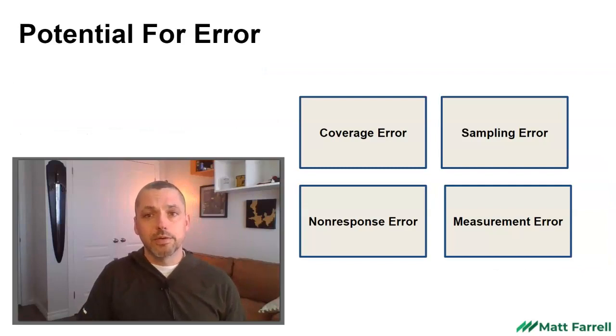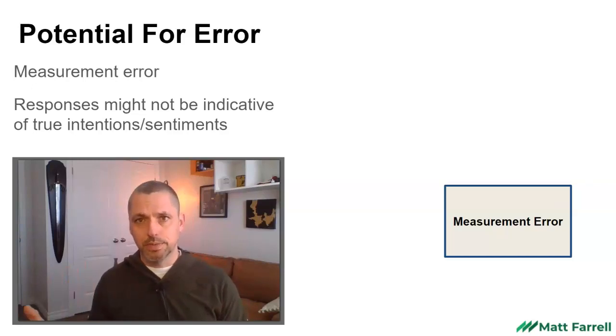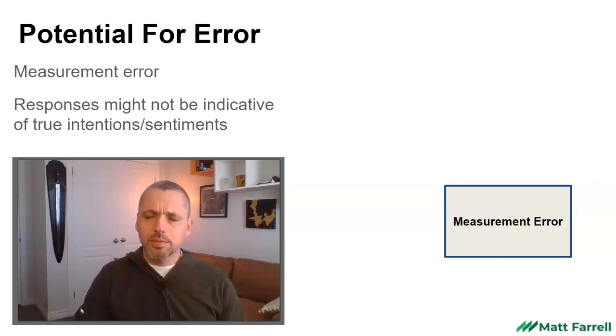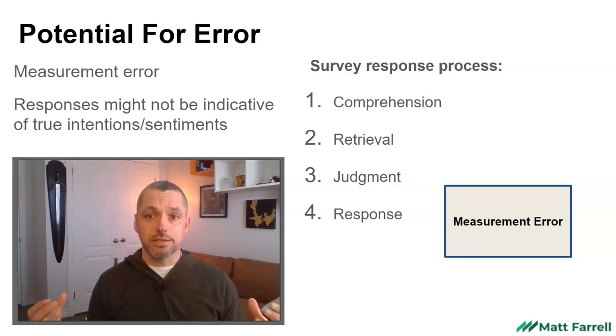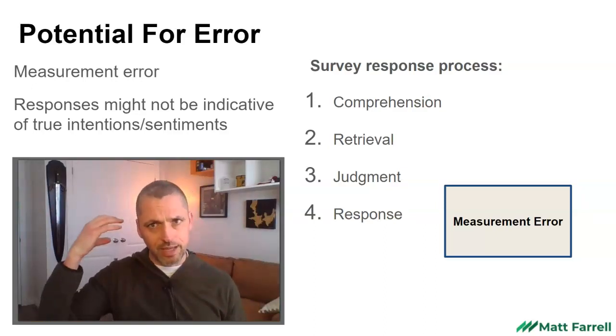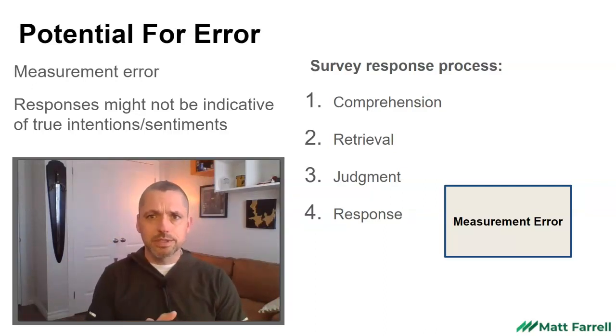The final type of survey error that we're going to look at is measurement error. This is when the responses we get on our survey might not actually be meaningful. They might not be measuring the thing that we want to measure. They might not be representing the true attitudes and sentiments of voters. And there can be a few different reasons for that. For one, we have to think of the survey response process, what respondents do when they're responding to survey questions, whether it be online or over the phone. First, they have to understand what the question is. Then they have to try and figure out if they have access to that information in their memory. They run that through a sort of judgment heuristic to see where they stand on that issue, and then they give a response.